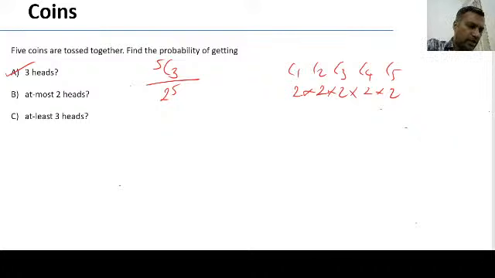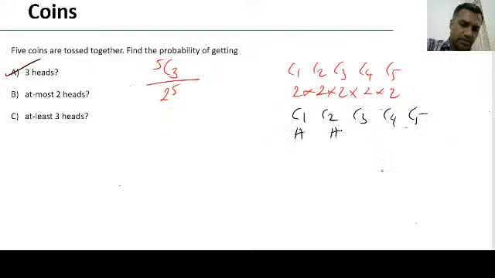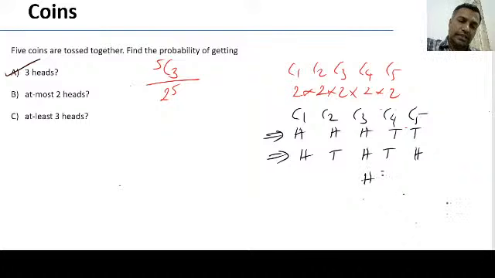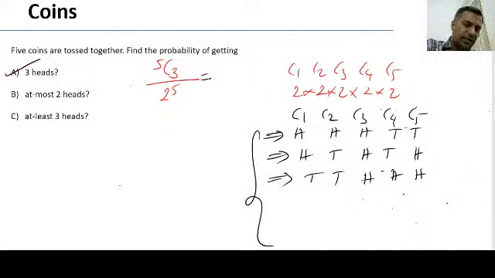What is this 5C3? Any 3 coins can give the head. You have the coins C1, C2, C3, C4, C5. How many heads do you want? 3 heads. Okay, C1, C2 and C3 give heads, the other 2 are tails. That's okay for me, this outcome is in my favor. Or alternate coins, C1, C3, C5 have given heads, and the other two have given tails. This outcome is also in my favor. Or C3, C4, C5 have given heads, and the other two have given tails. This is also in my favor. Like this, how many can you write? 10. What is 5C3 doing? It's saying that 10 outcomes are in your favor.